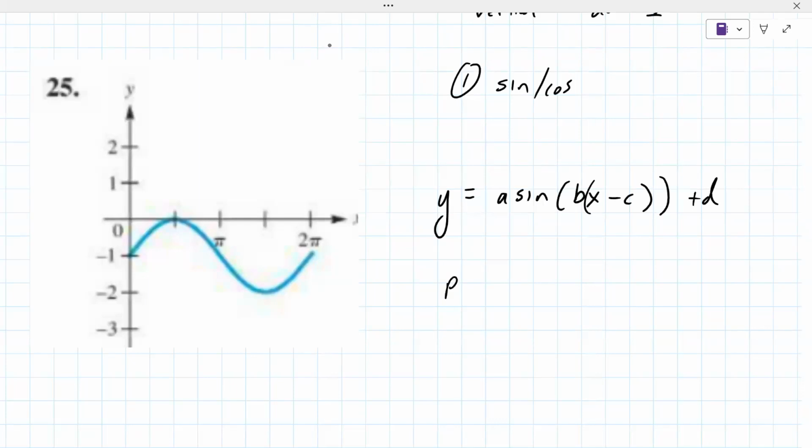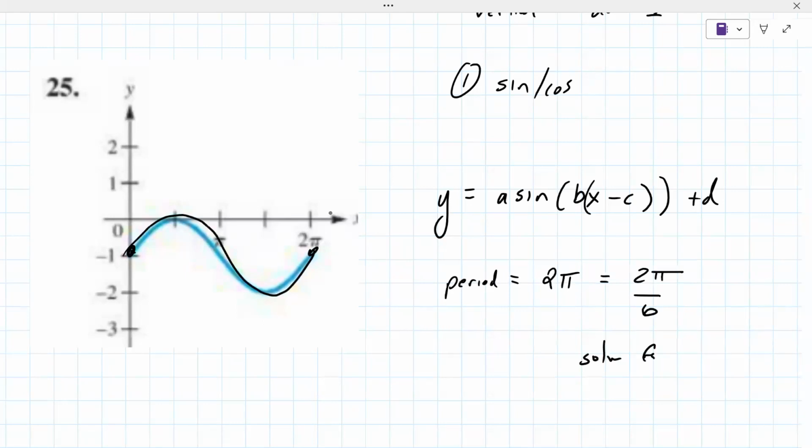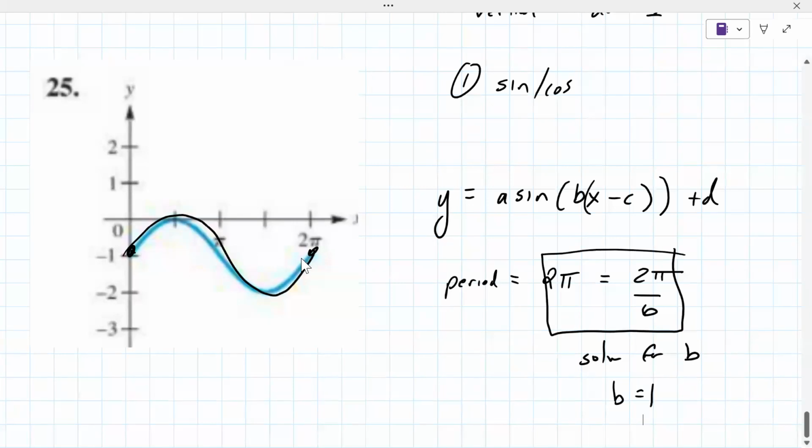The next thing is to look for the period. The period in this problem is 2 pi. That's start to finish, where it gets back to the same point. But that's not the b value. The period is 2 pi over b, so you have to solve for b in this equation. Did you see that in class? Yeah. Okay. So in this case, b would be 1, which is good.